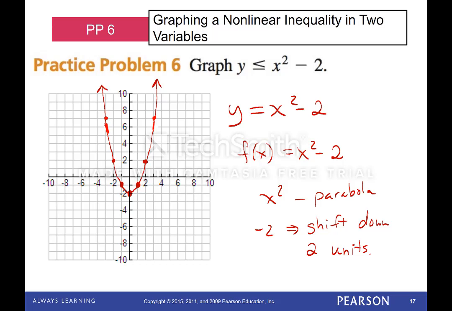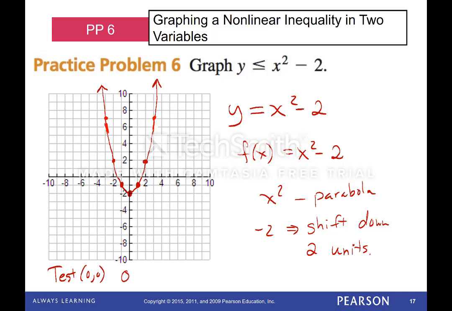And now the question is a test point. Again, what's the easiest one to use? 0, 0, right? So notice there's kind of two different areas of the graph here. There's almost like this sort of inside the parabola area, and this whole outside of the parabola area here. So let's test it. Let's see what happens here.